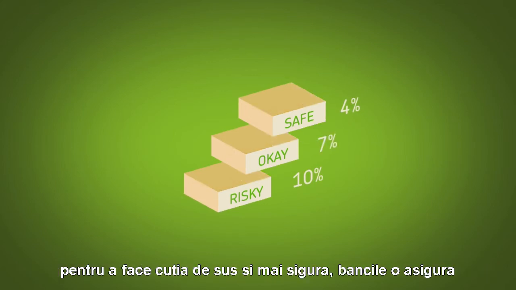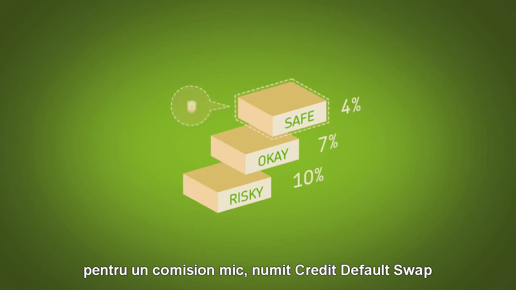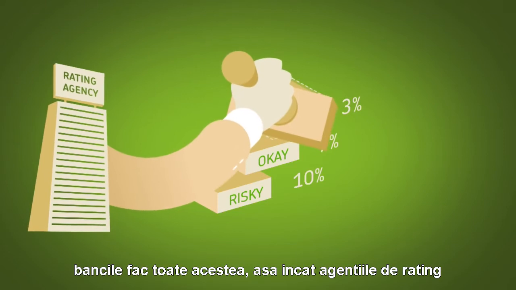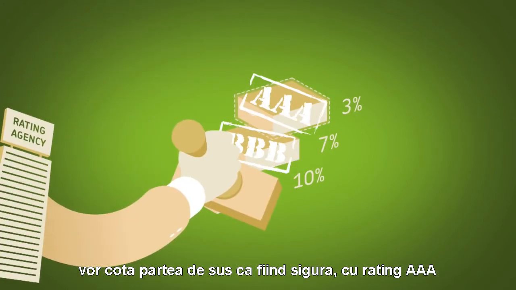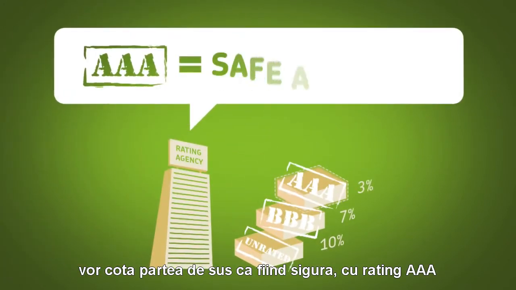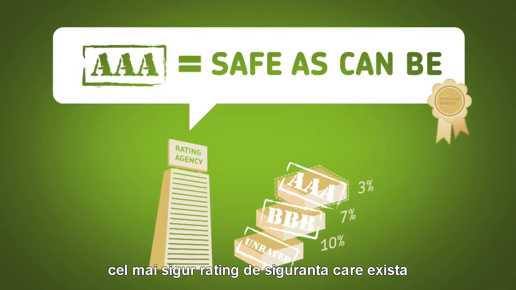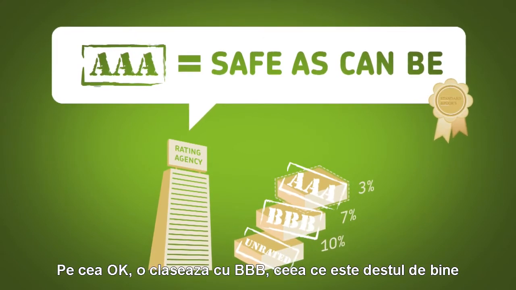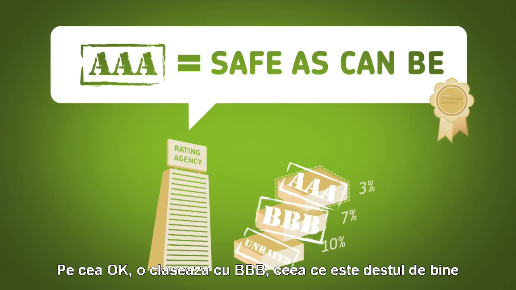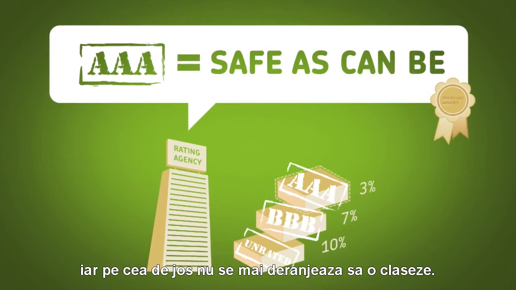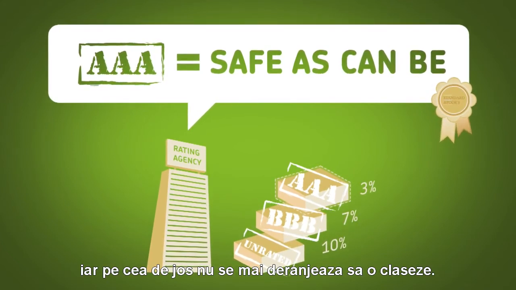To make the top even safer, banks will insure it for a small fee called a credit default swap. The banks do all of this work so that credit rating agencies will stamp the top slice as a safe, AAA rated investment, the highest, safest rating there is. The OK slice is BBB, still pretty good, and they don't bother to rate the risky slice.